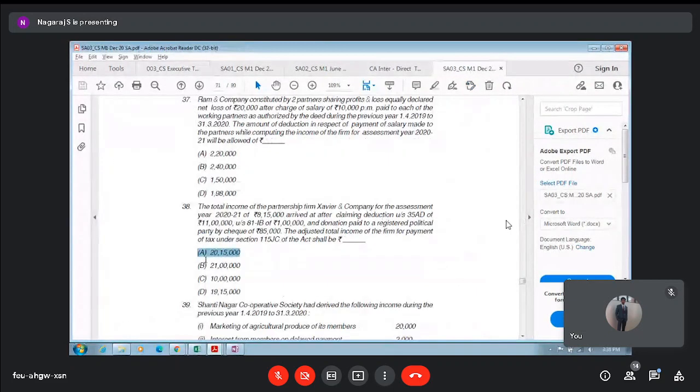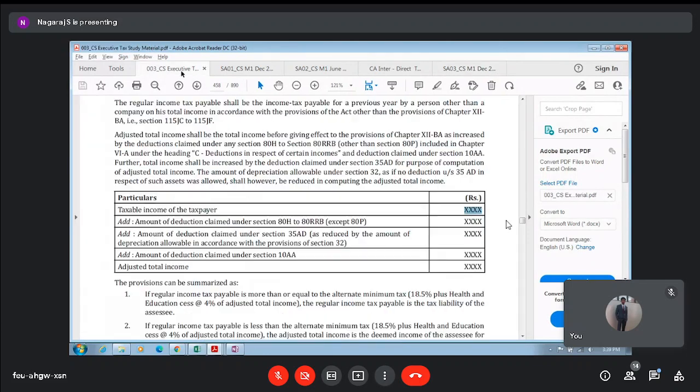Here they have asked adjusted total income. Adjusted total income is this much. Why am I not taking 85,000? Because it is the payment. Whatever section heads they have given, 80H to 80RRB, are income-based deductions. 80GGB, GGC is a payment-based deduction. That is the difference. So should it be exempted, right? Not exempted; you should not add back. They asked this one. That means total income, add the 35AD deduction, add 80IB. You will get this one. Okay, sir.